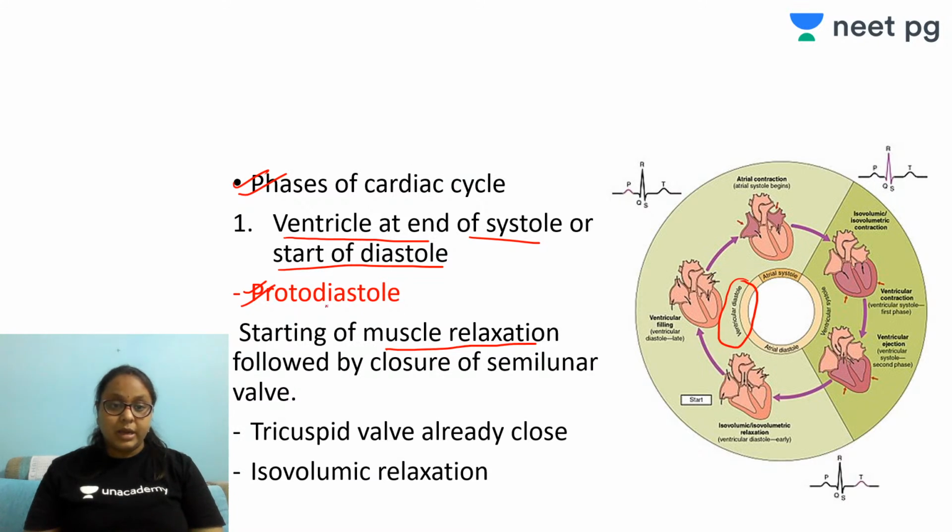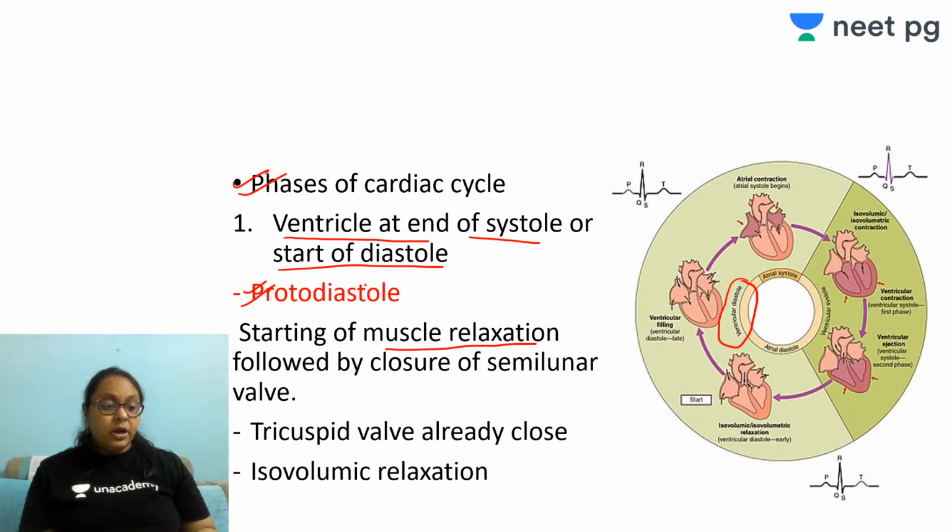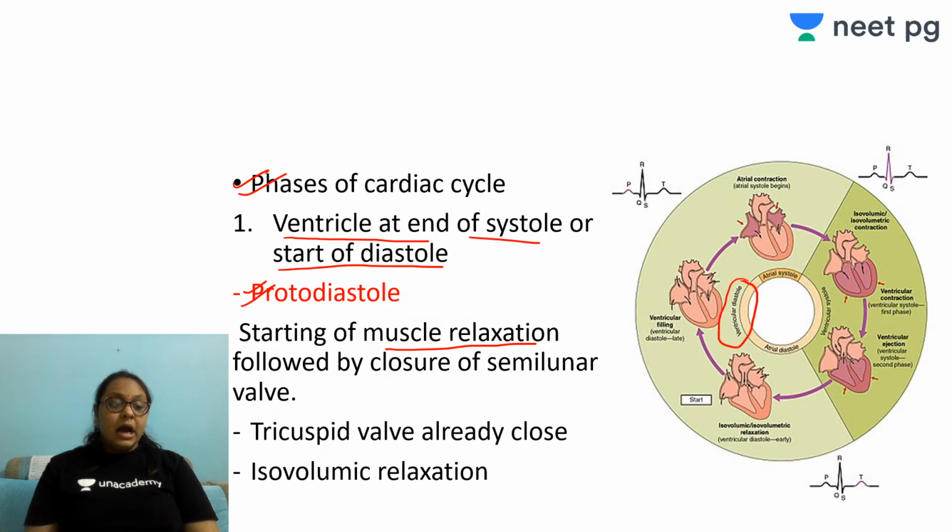So that is protodiastole. Are you getting my point, Dr. Ehsan, Dr. Sejal? Any doubts in this?